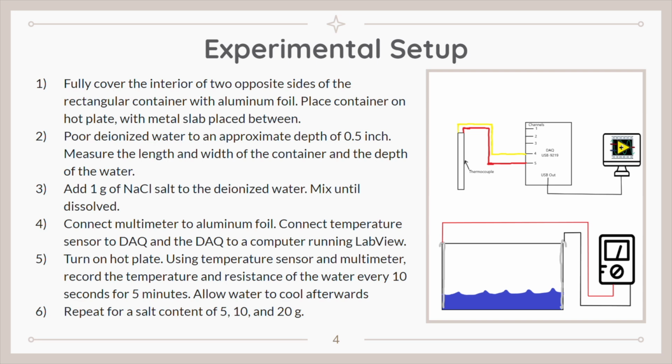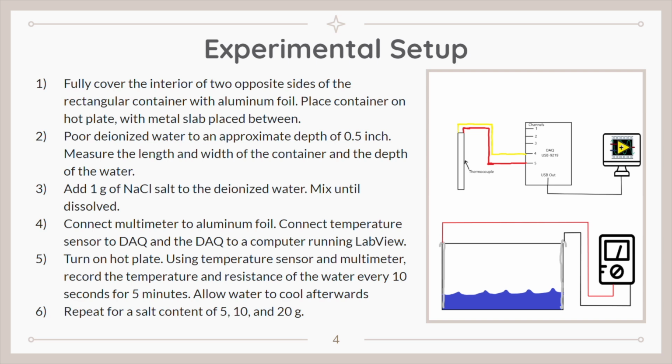To get ourselves started, we first cover the interior of two opposite sides on the rectangular container with aluminum foil. We place the container on a hot plate, and a metal slab is placed in between them. The metal slab serves as a protective layer while still heating up the rectangular container, so as to not melt the rectangular container. Next, we pour deionized water to an approximate depth of half an inch, and measure the length and width of the container, and depth of the water.